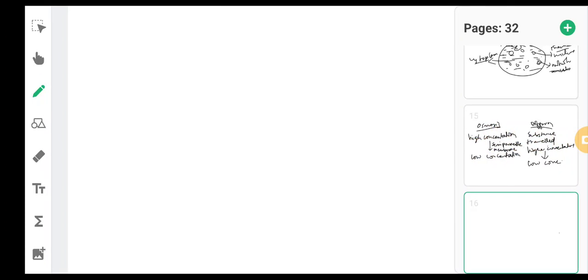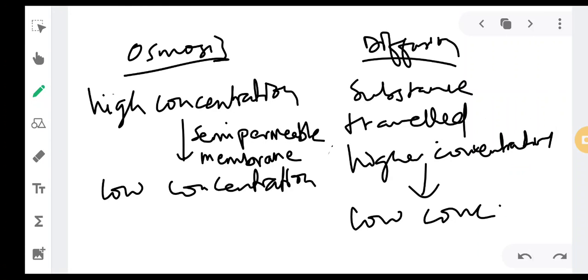Everyone, in the last class, we were seeing regarding osmosis and diffusion processes, right? There were two processes: one was osmosis and one was diffusion, right?